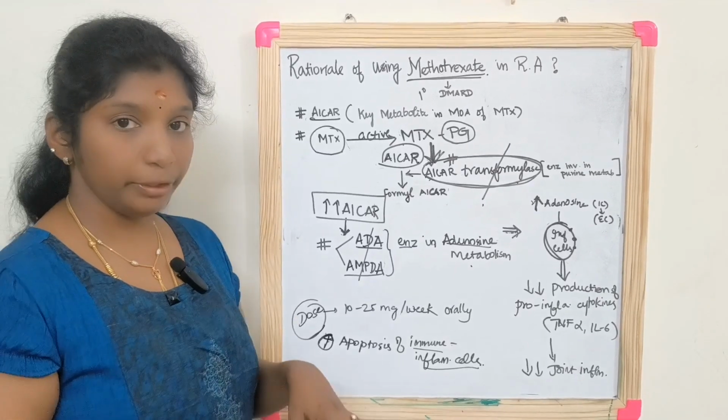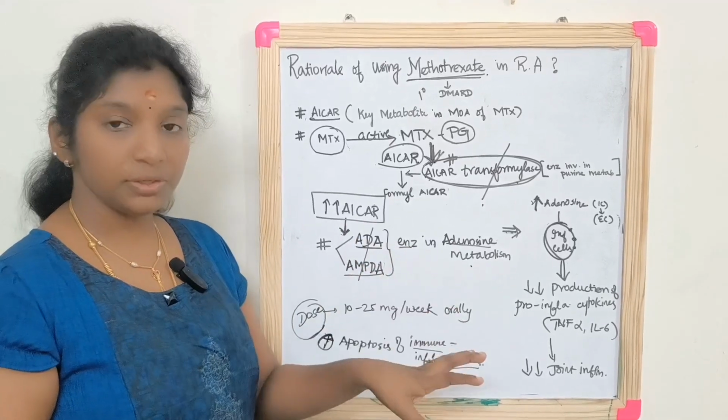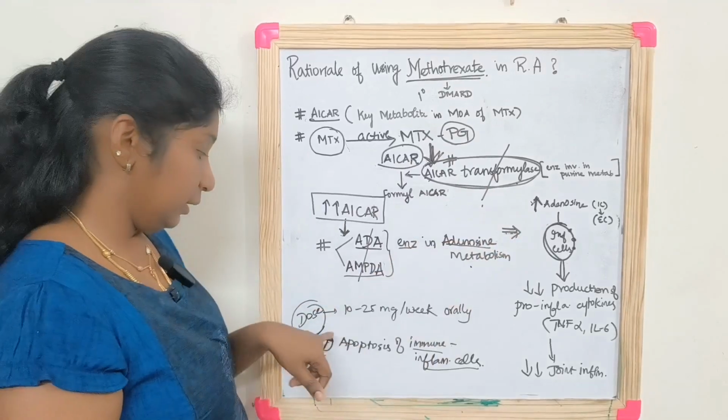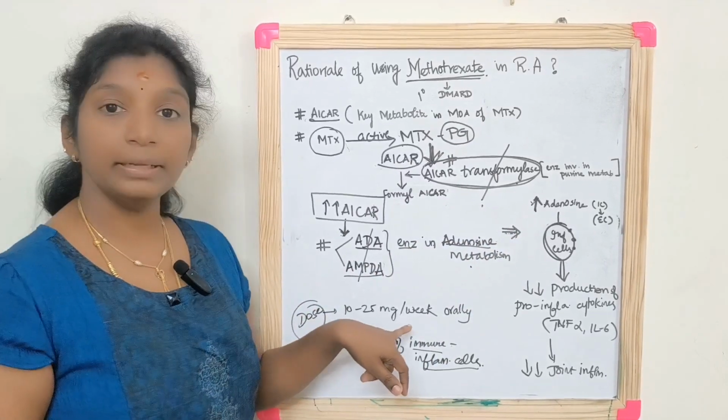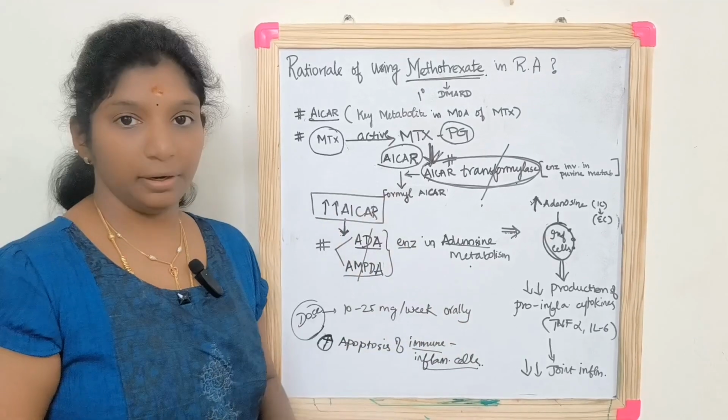And then you need to know an important point. Methotrexate is an anti-cancer drug. So compared to its anti-cancer dose, the dose which is used in rheumatoid arthritis is very low. Like we should use 10 to 25 milligram per week orally. So this is the dose which is used in rheumatoid arthritis.